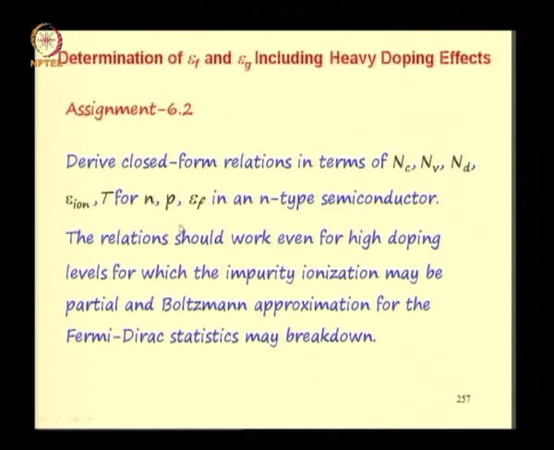The relations should work even for high doping levels, for which impurity ionization may be partial and Boltzmann approximation for the Fermi-Dirac statistics may break down. State the approximations made.